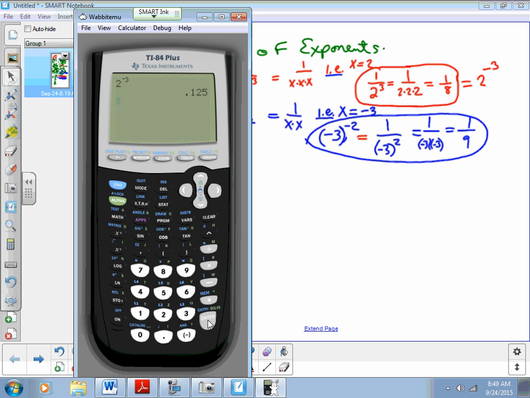Where would be negative? If 2 to the -3, you think it should be negative? Only if it would have been this way, I think, is what you're thinking. That would have made it negative, yeah? If the base is negative and the exponent is an odd power, yeah, it would be negative. Now do me a favor, check. Do 1 divided by 8. You see we get the same number, 0.125.